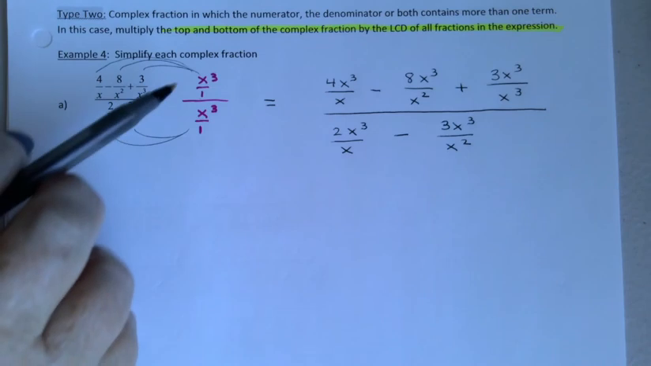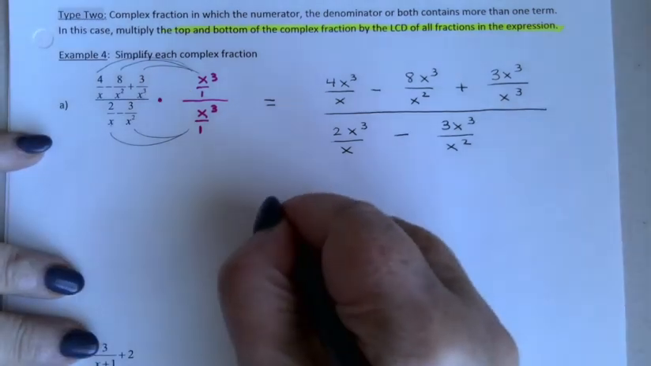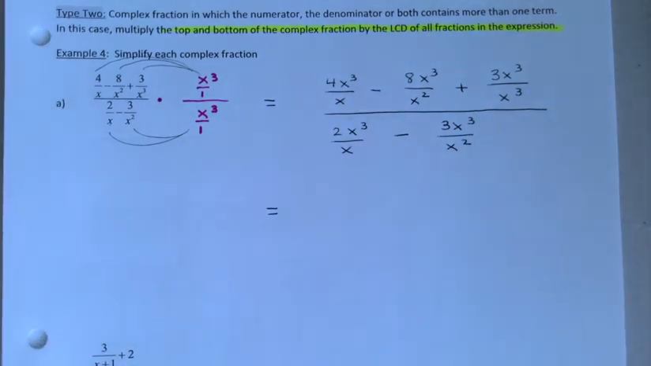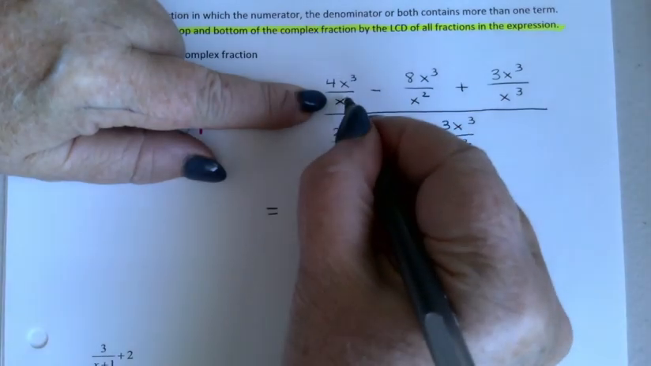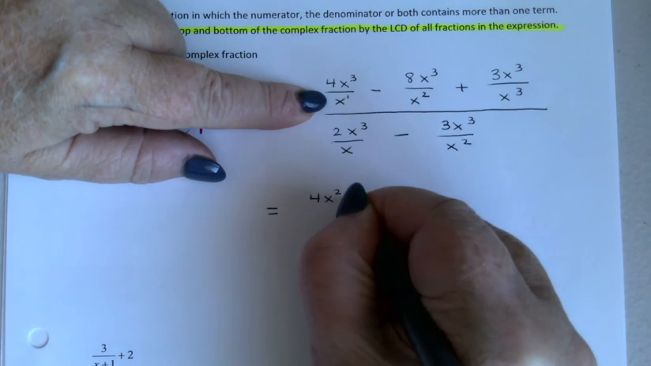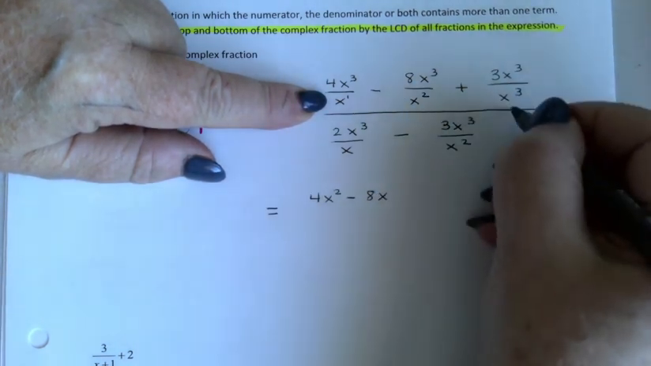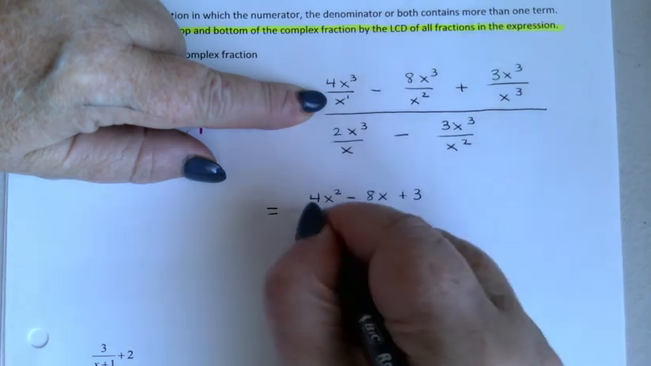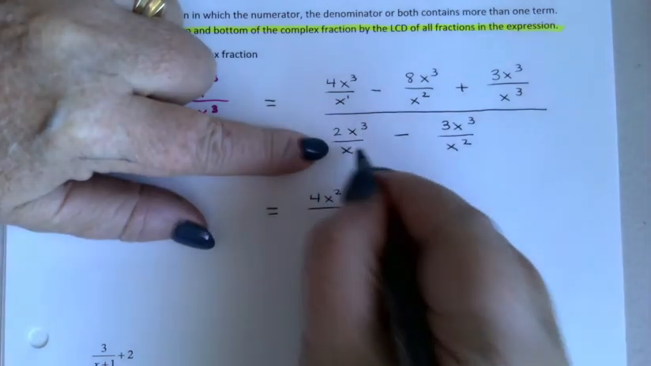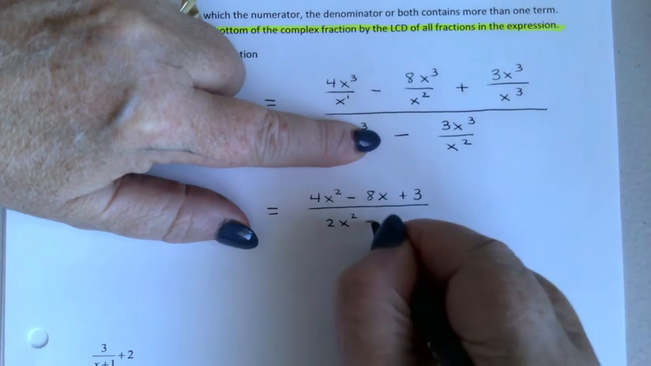So I've just distributed to do the multiplication, top and bottom. All right, each of these fractions simplifies really nicely. Just subtracting my exponents, that's 4x squared, minus 8x to the first, plus 3. And in the denominator, 2x to the second, minus 3x to the first.